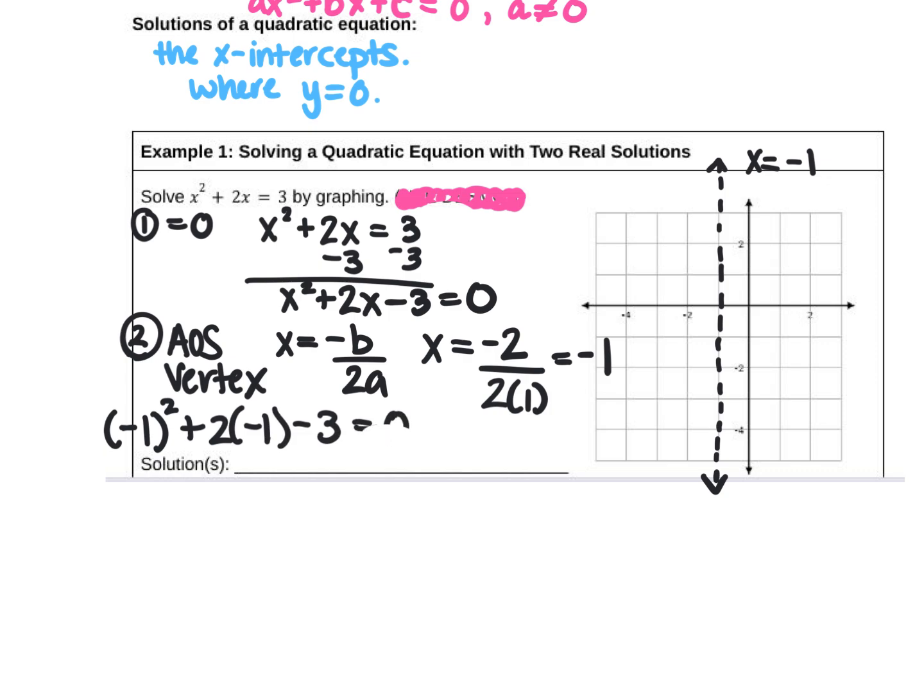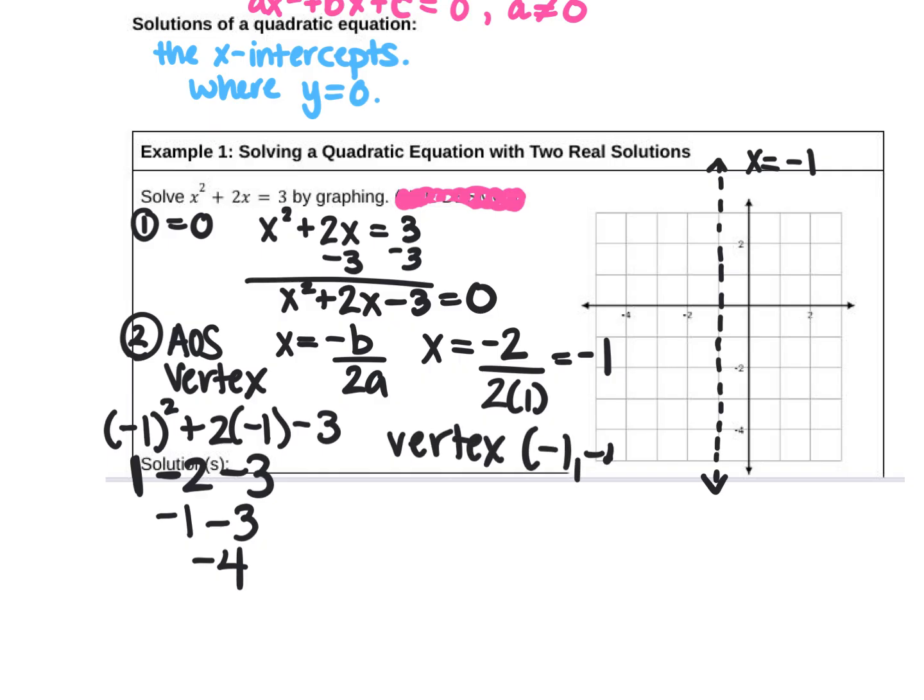So I keep going equals 0, but that's kind of confusing. So we'll go 1 minus 2 minus 3. 1 minus 2 is negative 1, minus 3 is negative 4. So our vertex is at negative 1, negative 4.